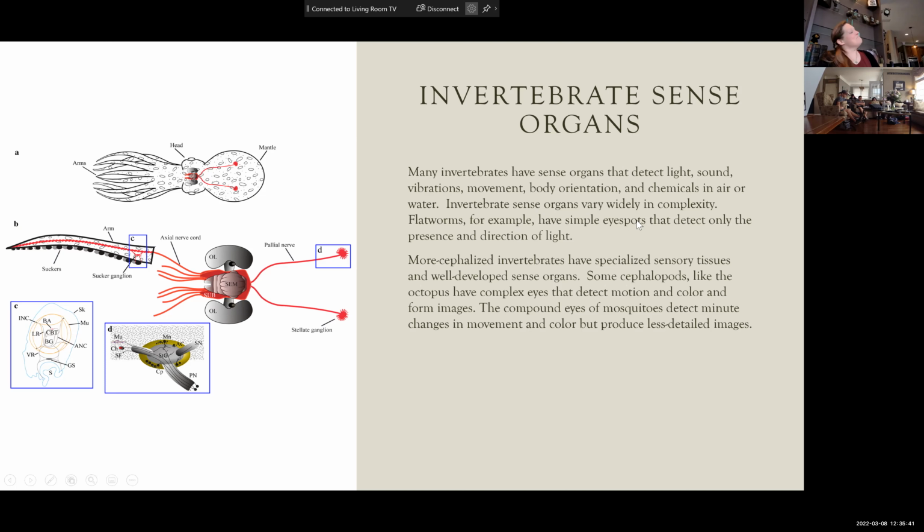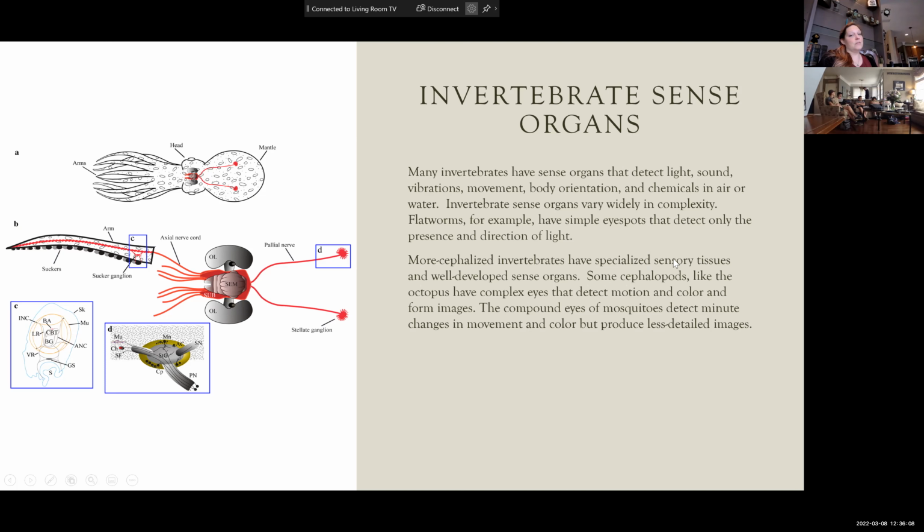So many invertebrates have sense organs that detect light, sound, vibration, movement, body orientation. Body orientation is important. Think about the jellies in the sea. They're always oriented the correct way, right? Unless they're trying to swim down, but when they float along, they're oriented. They have some sort of geotropic sense, where they know where they are.